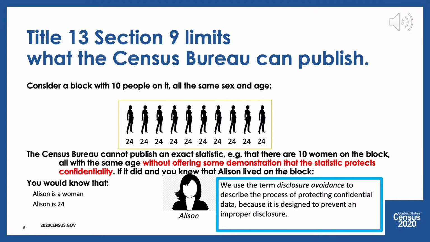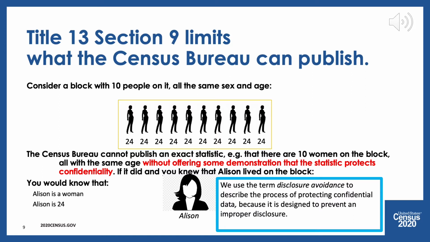To understand that requirement in terms of a statistical agency, imagine if there was a block that had 10 people living on it and they were all the same sex and all the same age. We could not publish an exact statistic that there were 10 people on the block without some sort of demonstration that the statistic protected confidentiality. If we didn't have that protection and you knew that Allison lived on that block, then you'd immediately know that Allison was a woman and that Allison is 24.